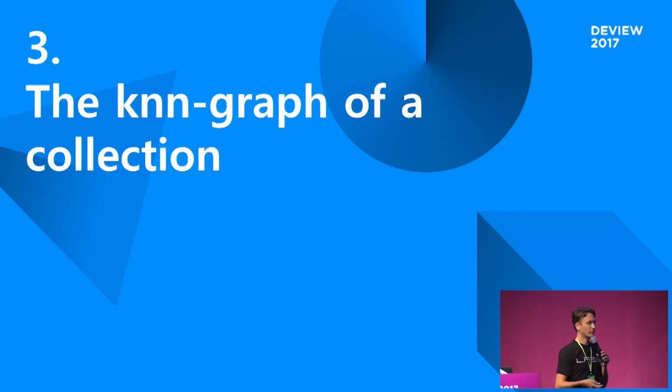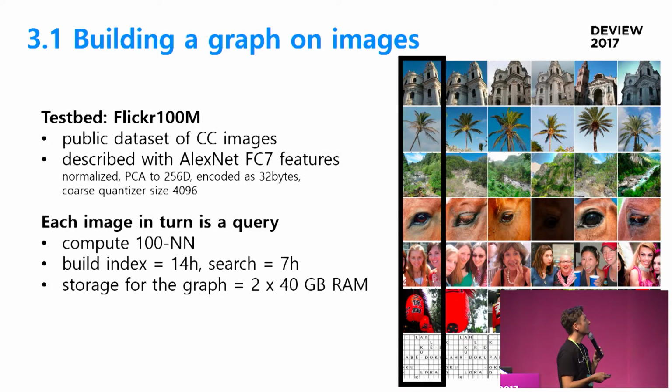How can we use it in practice? So I'll show an application to the construction of KNN graphs, which is a nice possible way to navigate through a very large collection of images. So here for this experiment, what we used is again the Flickr 100 million dataset, which is a public dataset of Creative Commons images. We describe them with AlexNet deep descriptors. So the descriptors are 4,000 dimensional.